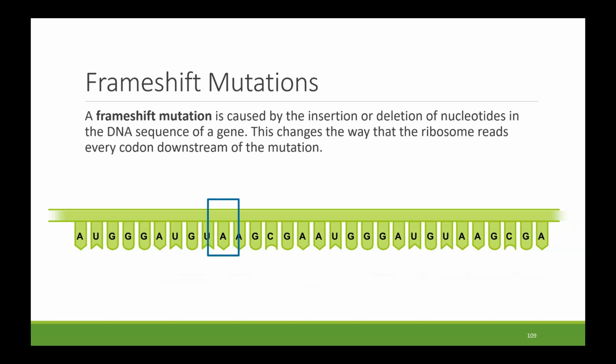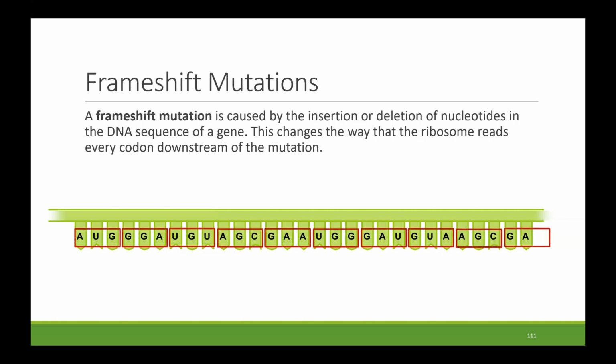So let's say, for example, this adenine right here is missing. And I don't mean that there's a gap, I mean there's nothing between the U and A anymore. Instead, they're right next to each other. In that case, it would change the way that the ribosome reads the codons. It shifts the reading frame, which is why it's called a frame shift mutation.